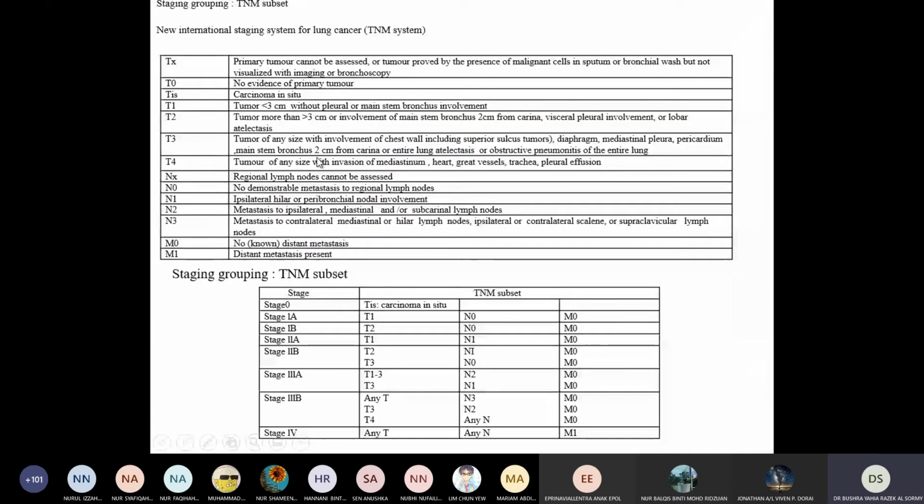Okay, this is the staging. No need to go through it, just nice to know all these things.